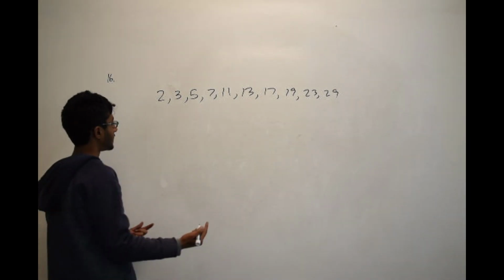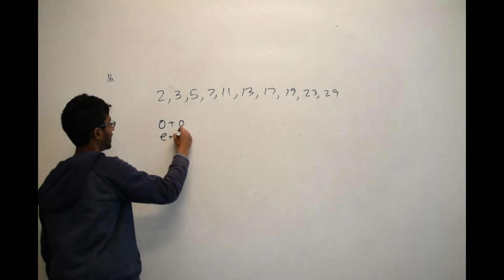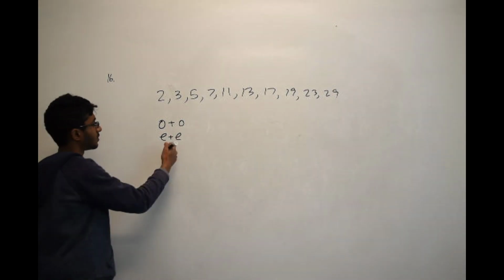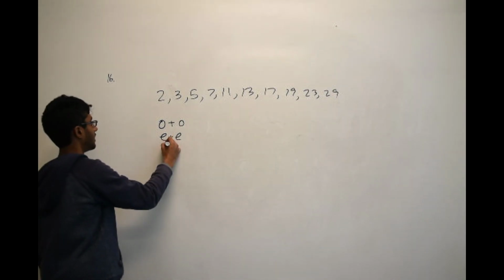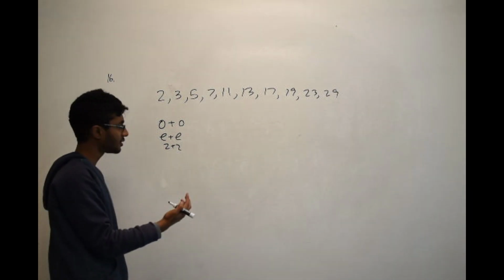To get an even sum, you either need both of your numbers to be odd or both of them to be even. But the even case is impossible, since the only way for both numbers to be even is if it's 2 plus 2, but we're given that he picks distinct prime numbers.